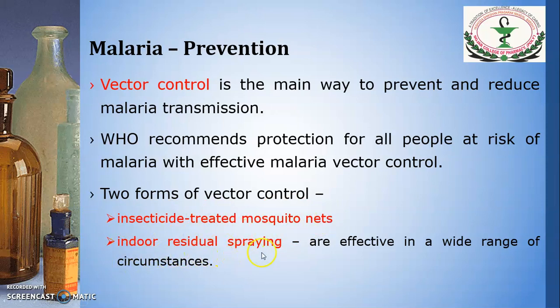Then indoor residual spraying. This is effective in a wide range of circumstances. That is, whatever we are using, like the Good Night coil and the All Out machine that we routinely use in our house, comes under this indoor residual spraying. So these are the prevention methods. If we prevent the vector, meaning if we prevent the mosquito, we can prevent malaria. So this is about malaria.